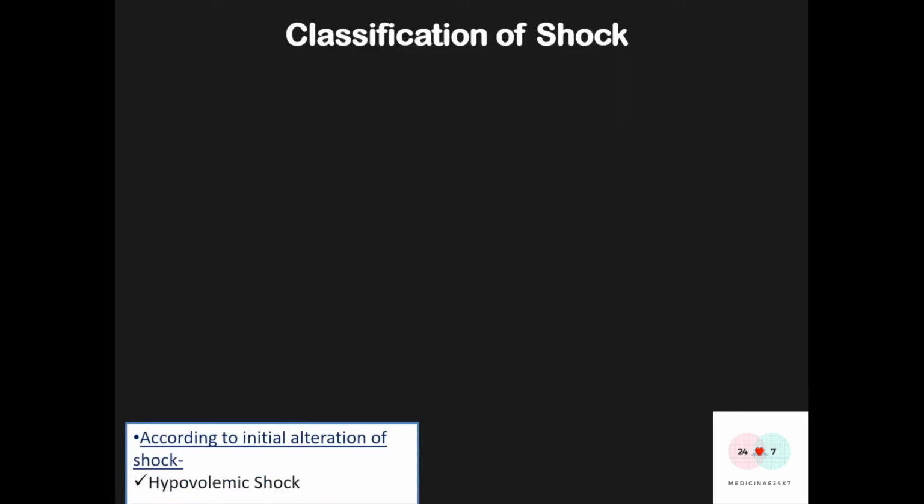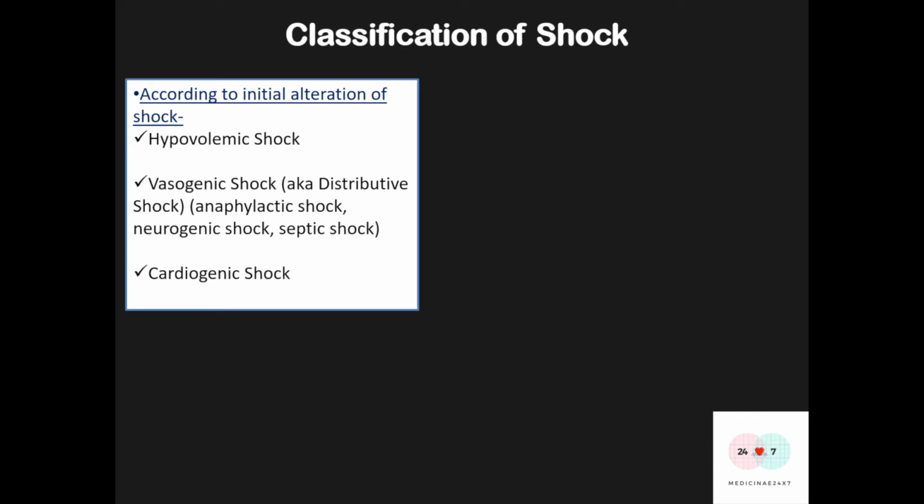Classification of shock can be done in many ways. According to the initial alteration in the body caused by the shock, it can be divided into hypovolemic shock, which is brought about by total decreased blood volume in the body, vasogenic shock, also known as distributive shock, which is caused by alterations in the microvasculature, that is either excessive vasoconstriction or excessive vasodilation.